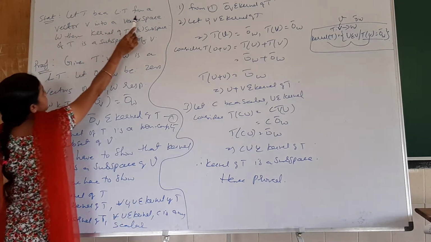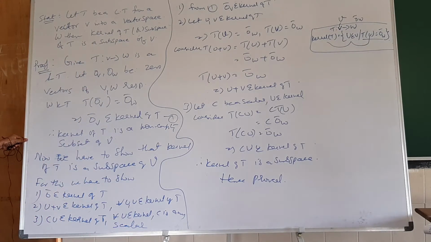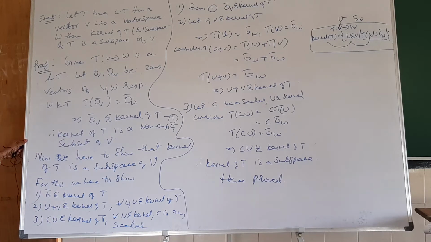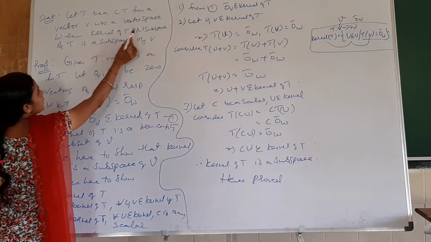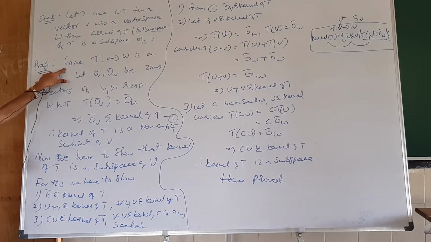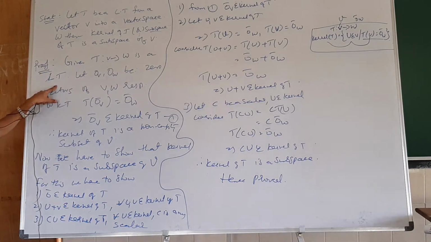Statement: let T be a linear transformation from a vector space V into a vector space W. Here it is given that T is a mapping from V to W, which is a linear transformation. Then you have to show that kernel of T is a subspace of V. We have to show that. So, go to the theorem. First write what is given. Given T from V to W is a linear transformation. Here LT is nothing but linear transformation.